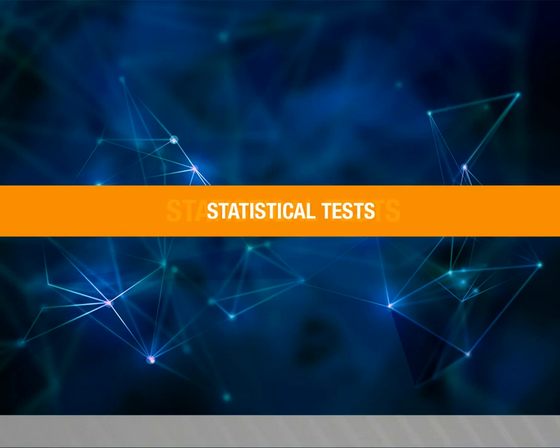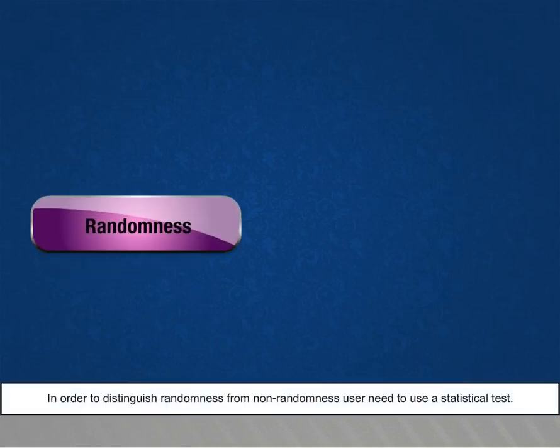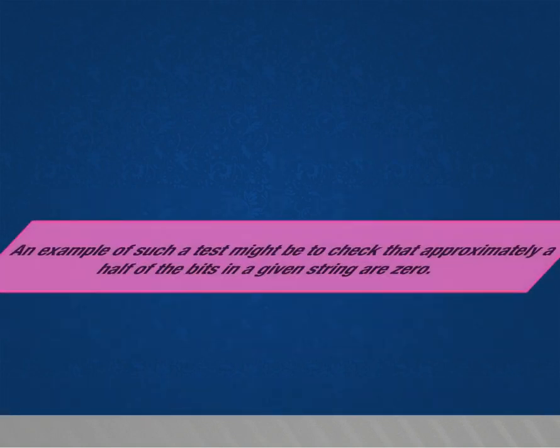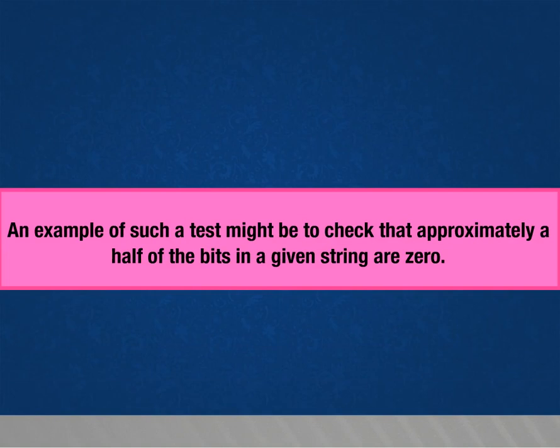Statistical test. In this video, we are going to see about statistical test. In order to distinguish randomness from non-randomness, the user needs to use a statistical test. An example of such a test might be to check that approximately half of the bits in a given string are 0.